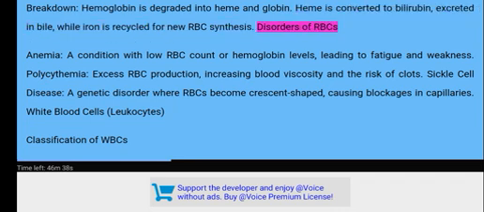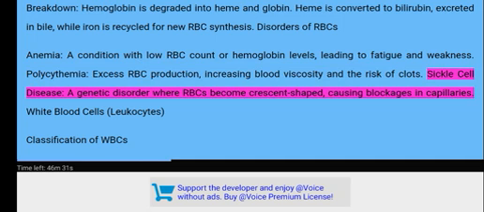Disorders of RBCs. Anemia, a condition with low RBC count or hemoglobin levels, leading to fatigue and weakness. Polycythemia, excess RBC production, increasing blood viscosity and the risk of clots. Sickle cell disease, a genetic disorder where RBCs become crescent-shaped, causing blockages in capillaries.